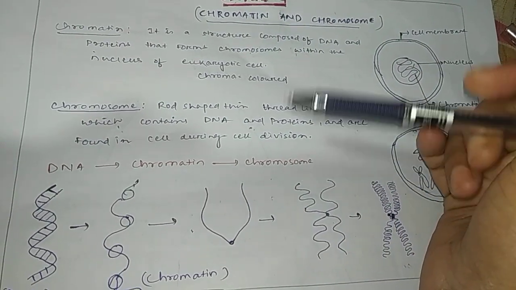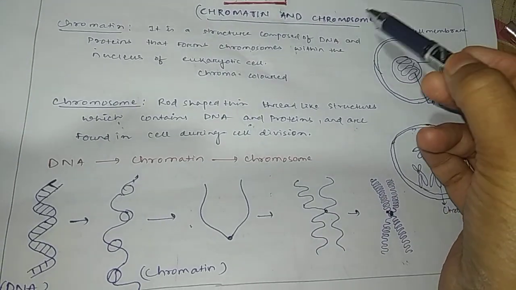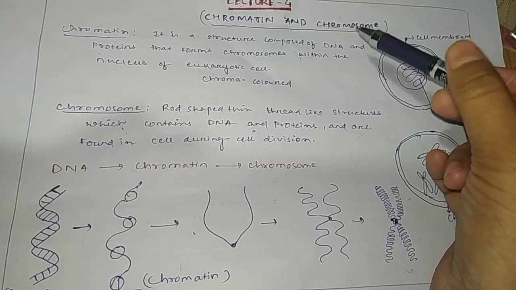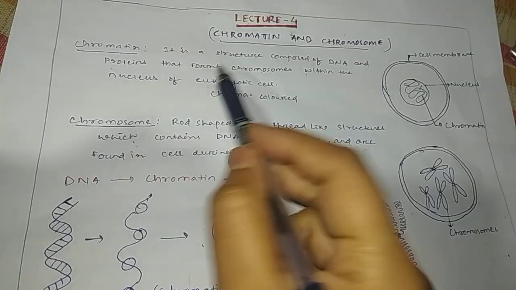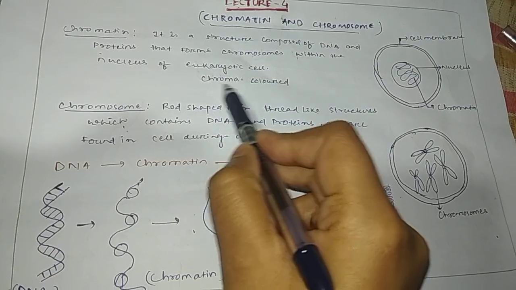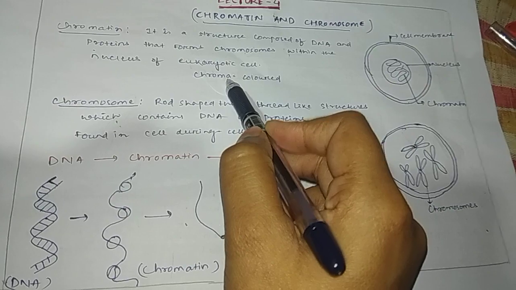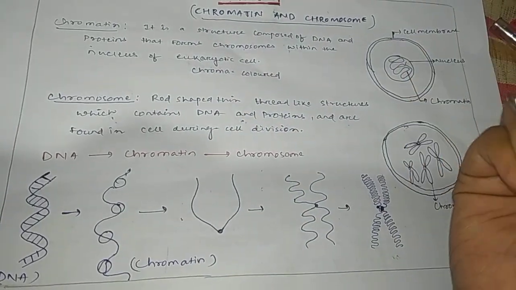Okay, let us see the definitions first. Chromatin is a structure composed of DNA and proteins that forms the chromosomes within the nucleus of the eukaryotic cell. The name itself suggests chroma and tin, right? Chroma means colored and tin means a thread-like structure, okay?